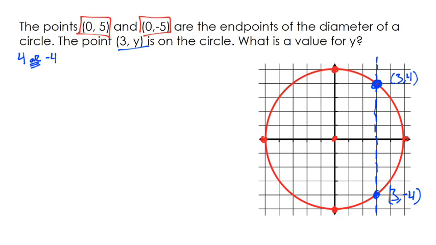Now, that's kind of the easy way of doing it. We looked at it graphically. Let's look at this algebraically. Okay? So we're going to actually write the equation and solve. So first off, let me write out the equation of a circle. We got (x - h)^2 + (y - k)^2 = r^2.